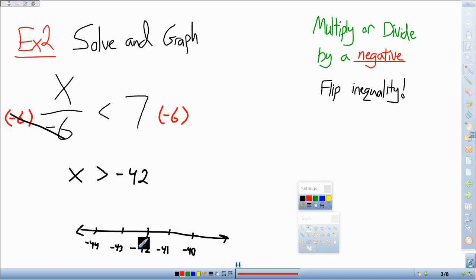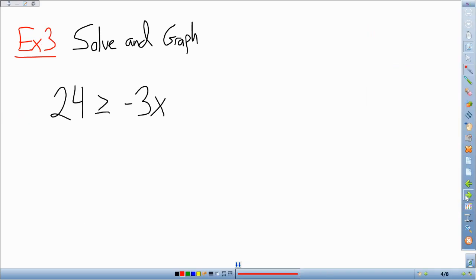All right, so again, open circle, no equal to symbol underneath it. It's greater than, we know that's numbers going to the right. Okay, so let's try another one here. Go ahead and copy this quick inequality.